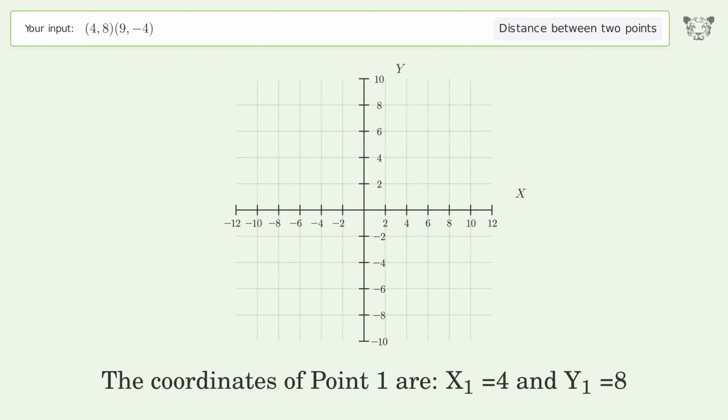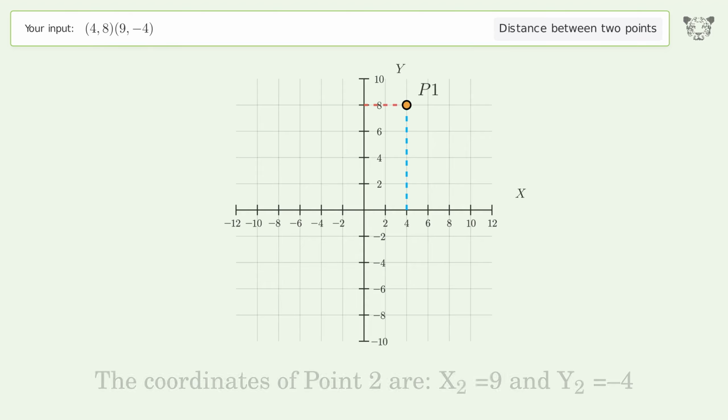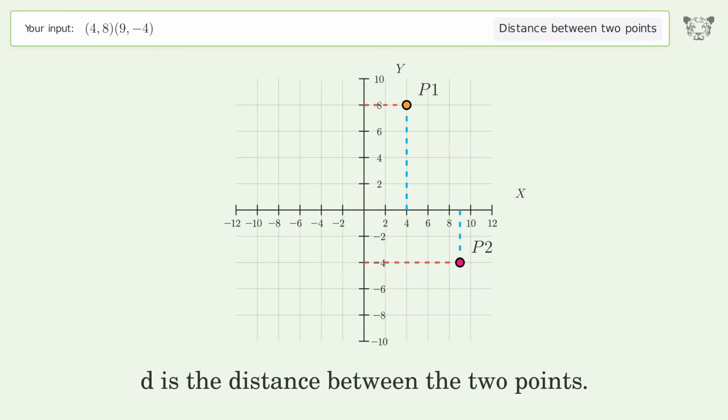The coordinates of point 1 are, x1 equals 4 and y1 equals 8. The coordinates of point 2 are, x2 equals 9 and y2 equals -4. D is the distance between the 2 points.